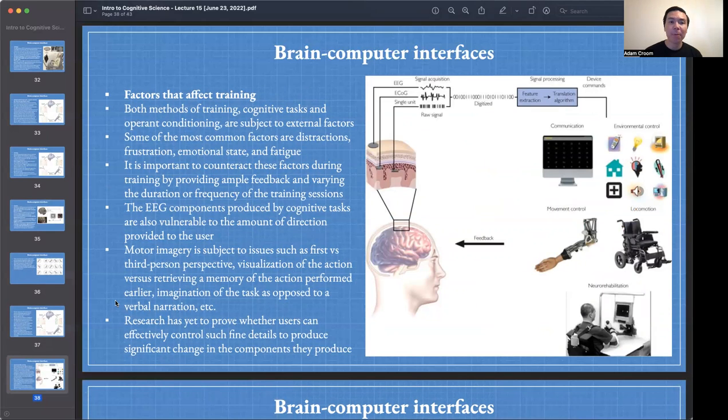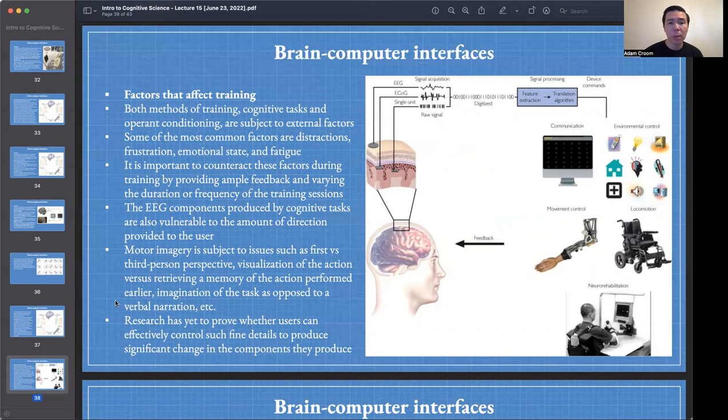All right, now let's consider some factors that affect training. Both methods of training, both cognitive tasks and operant conditioning, are subject to external factors. Some of the most common factors are distractions, frustration, emotional state, and fatigue. It is important to counteract these factors during training by providing ample feedback and varying the duration or frequency of the training sessions. The EEG components produced by cognitive tasks are also vulnerable to the amount of direction provided to the user.